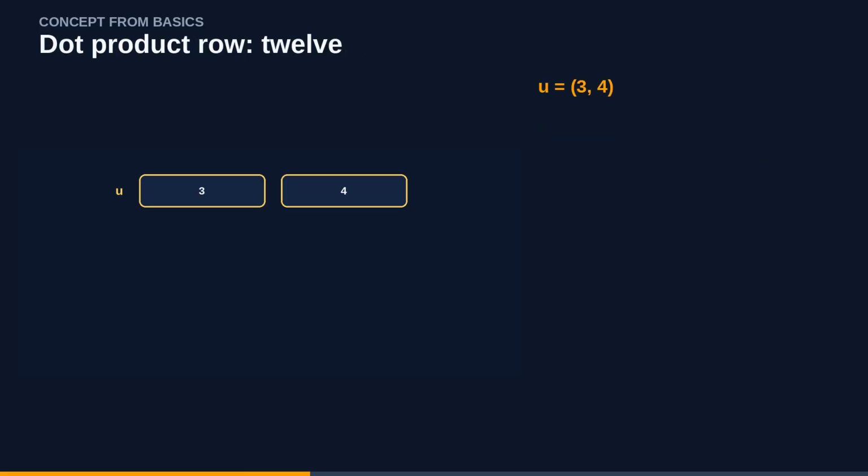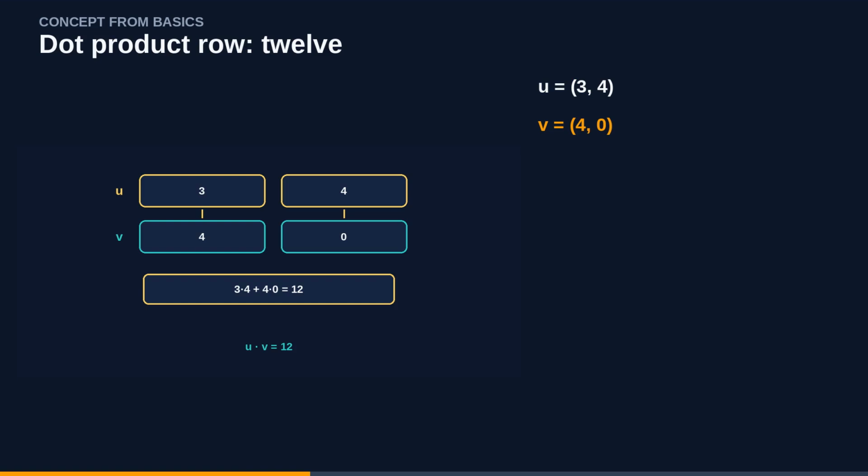Dot first. Pair matching slots of U and V. 3 times 4 is 12. 4 times 0 is 0. Add them. The dot product U times V is 12. That 12 is the numerator of the scalar.